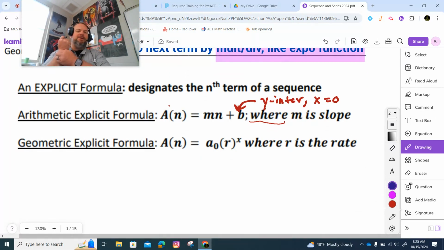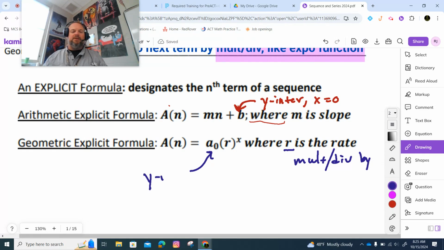All right, geometric. R is our rate. There is a direct relationship between r and m. R is what we multiply or divide by, and a sub 0 is our y-intercept, or when x equals 0.